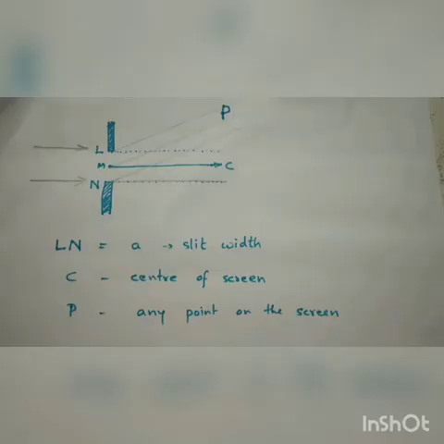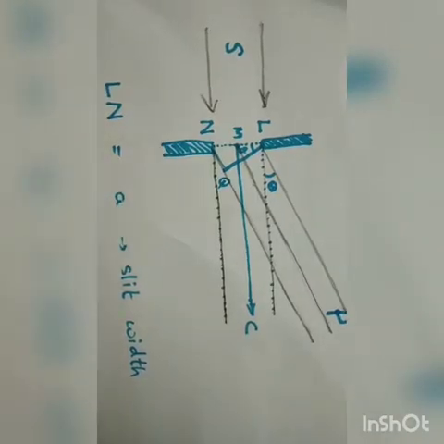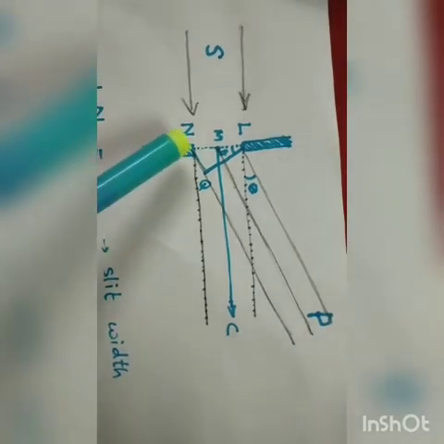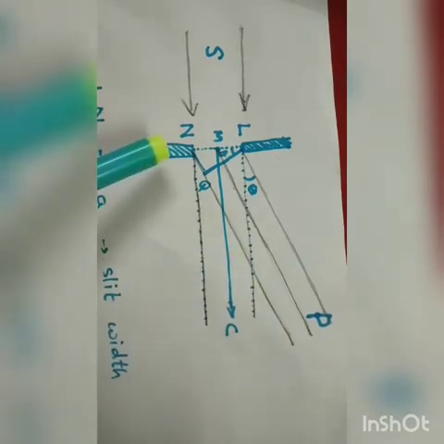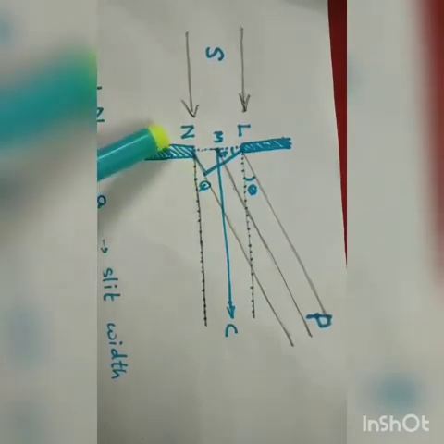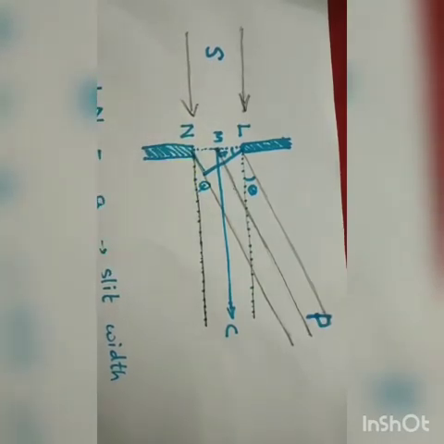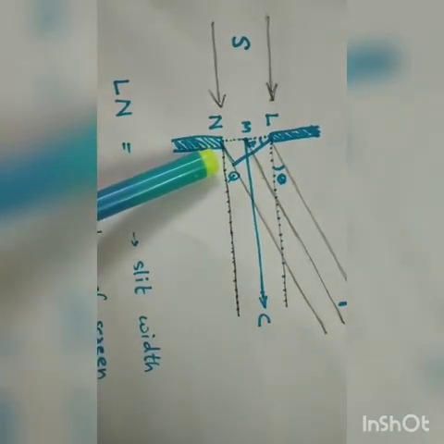Now let us find out the condition for maxima and minima in the case of diffraction mathematically. From this diagram, let us try to find out the path difference. Path difference is NP minus LP. നമ്മൾ നേരത്തെ ചെയ്ത പോലെ longer one, NP minus LP. From the diagram, you can see that NP minus LP is NQ. Okay, NP minus LP is NQ. And that is equal to a sin theta.